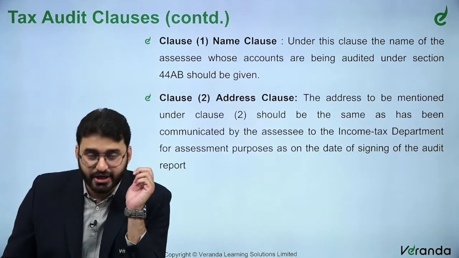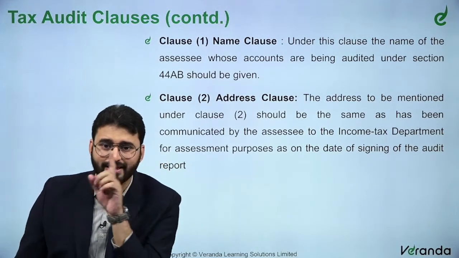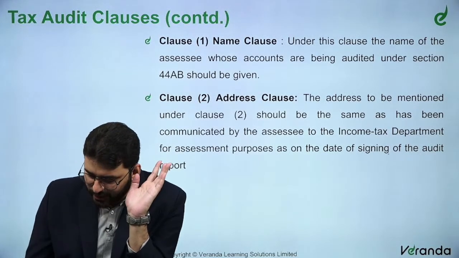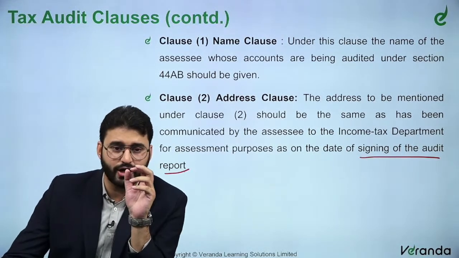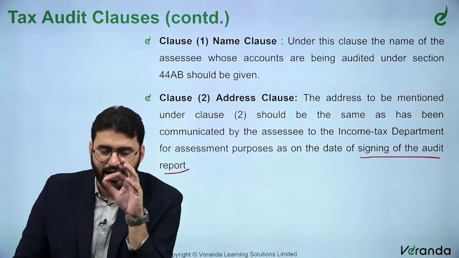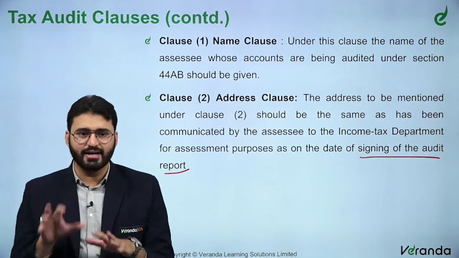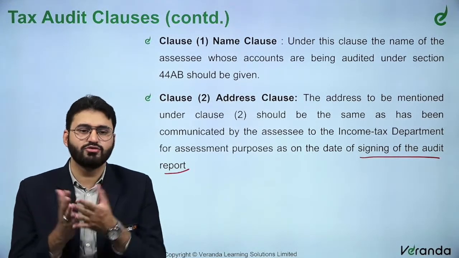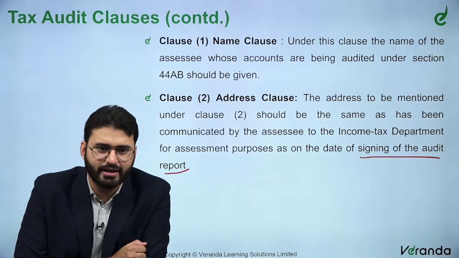The address to be mentioned under clause 2 should be the same as has been communicated by the assessee to the income tax department for assessment purposes as on the date of signing the audit report. If you look at your study material, after every clause they have given some checklist. Now the checklist is very important. I have inserted the checklist into our discussion wherever I feel those clauses are very important. For these also you can go through your study material and see what is there.